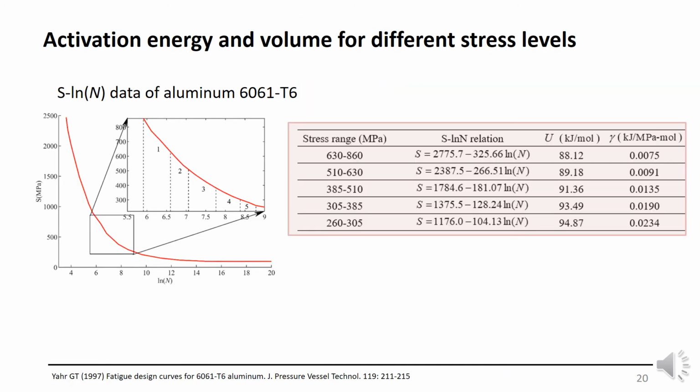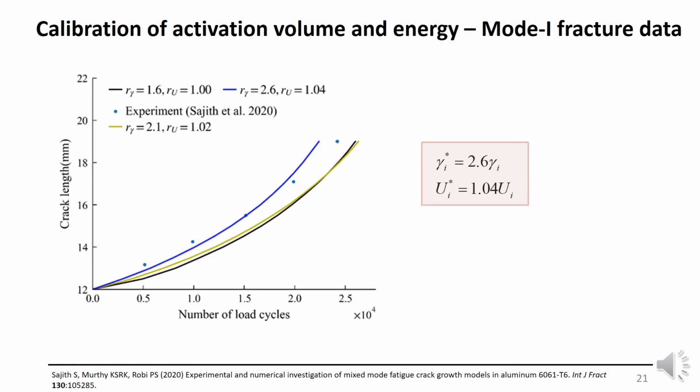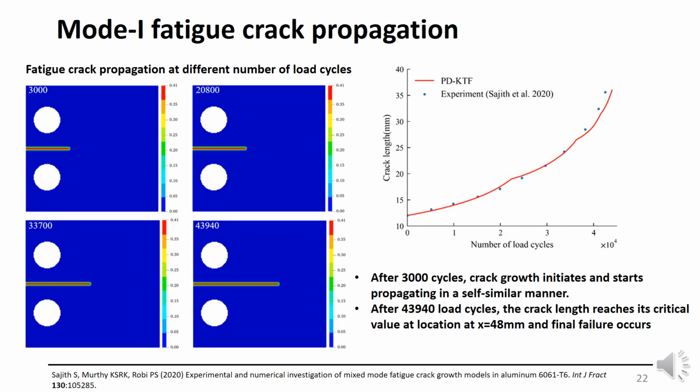And so we have the activation energy and activation volume for different stress levels. In this case, we have 5 different line segments. So we calibrate the crack length versus number of load cycles. The calibration parameters are 2.6 and 1.04. And then I'm going to show you how fatigue crack propagates at different numbers of load cycles.